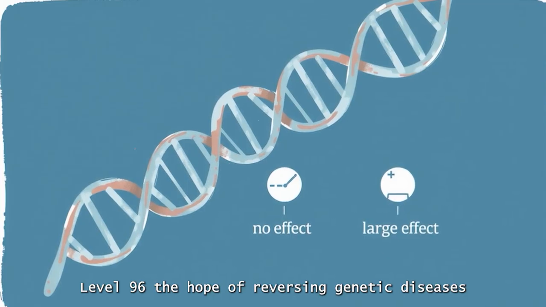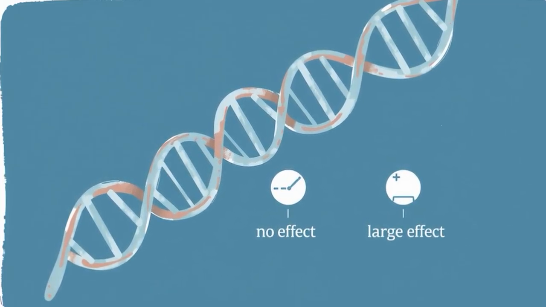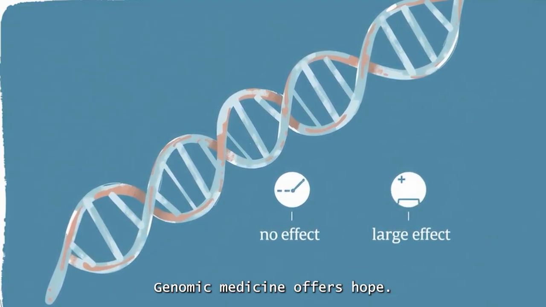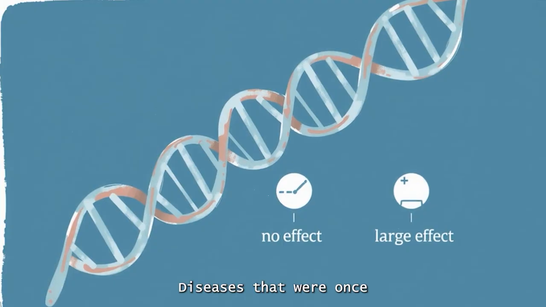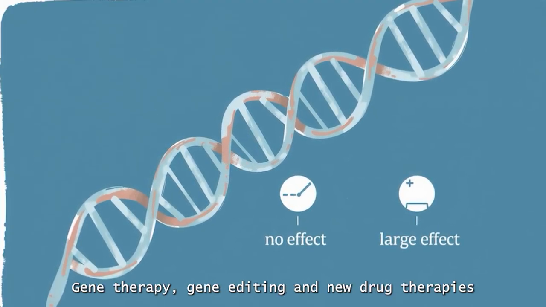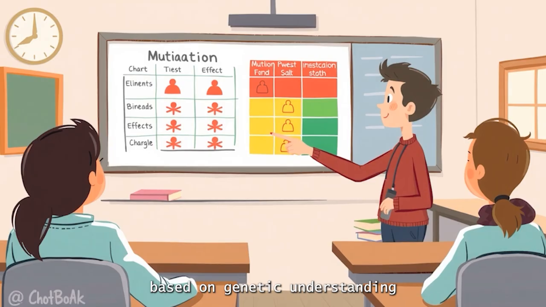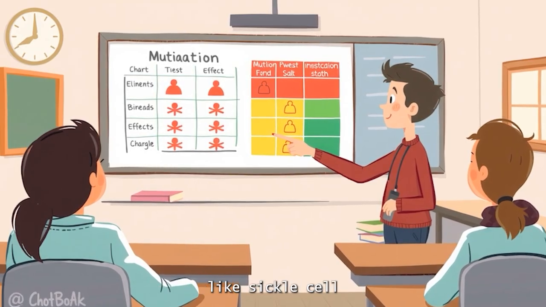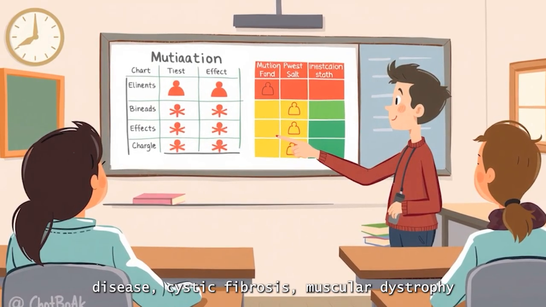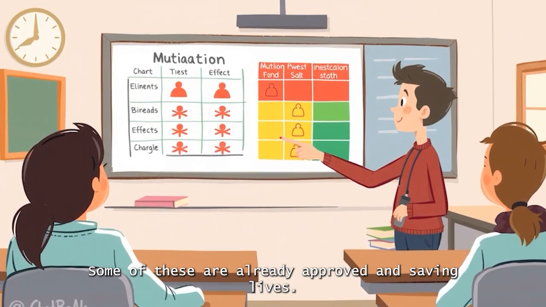Level 96. The hope of reversing genetic diseases. For families affected by genetic diseases, genomic medicine offers hope. Diseases that were once untreatable might soon be curable. Gene therapy, gene editing, and new drug therapies based on genetic understanding are in development for conditions like sickle cell disease, cystic fibrosis, muscular dystrophy, and many others. Some of these are already approved and saving lives.